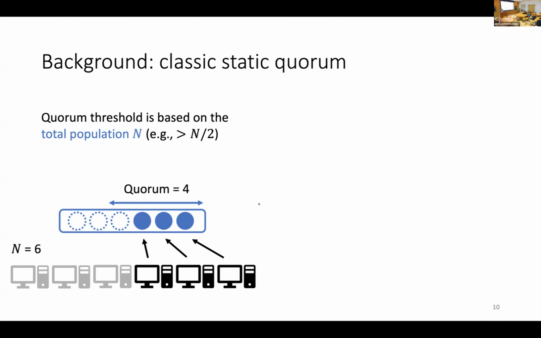So what is this threshold? In the synchrony case with honest majority, this threshold is usually half, or more than half. So concretely, if we have 6 participants, then we require 4 votes to form a quorum, and 3 is not enough.